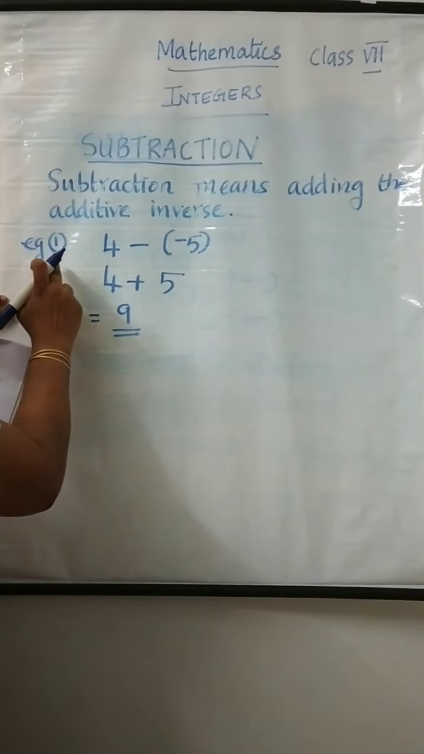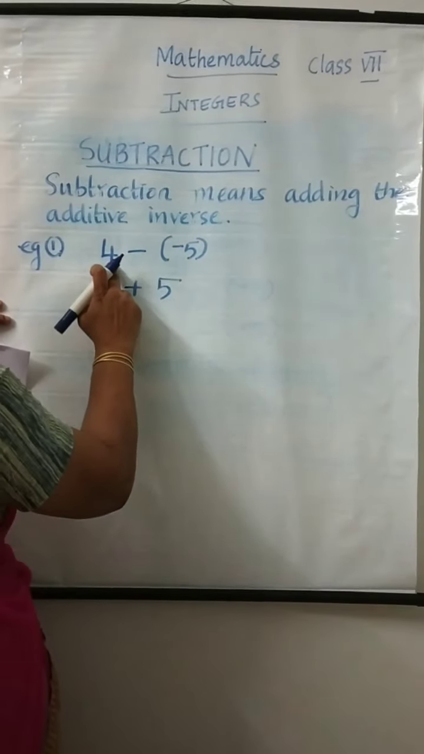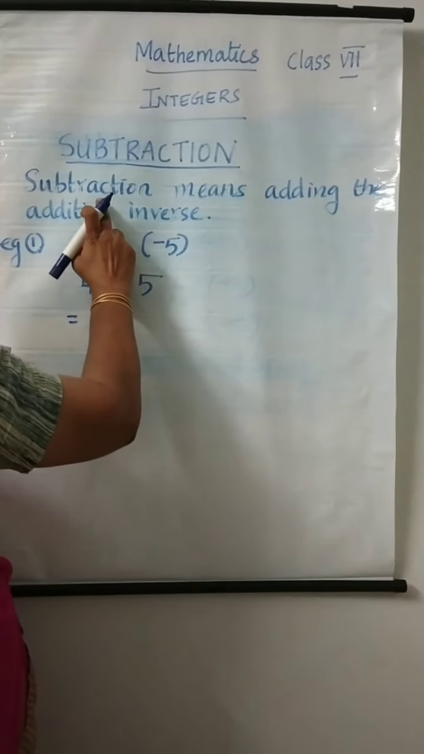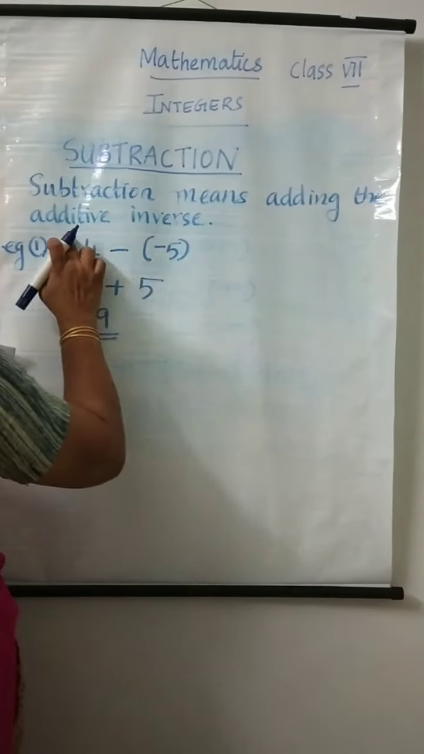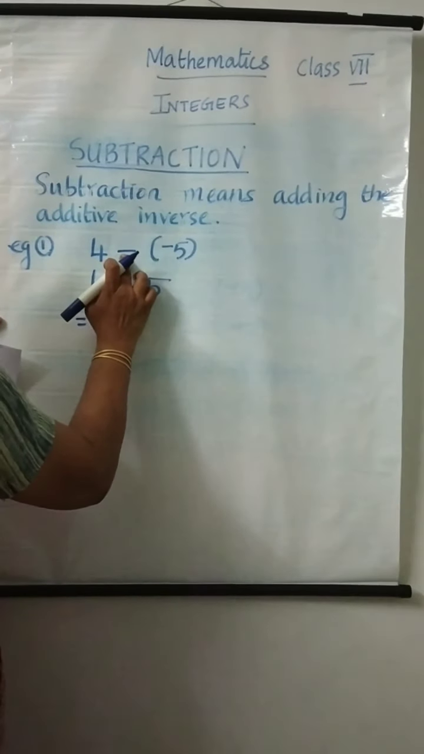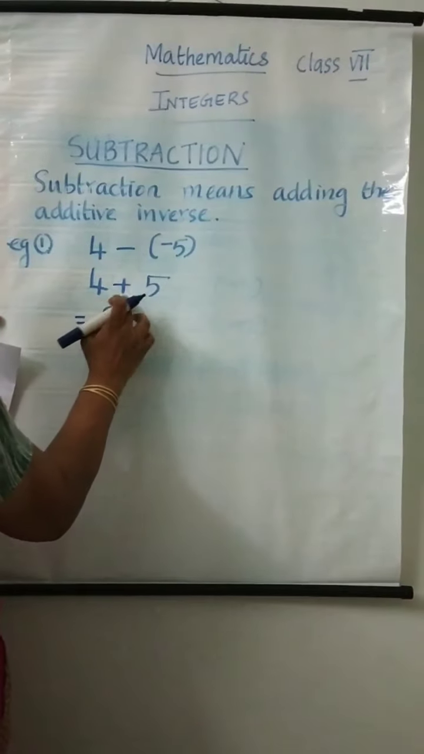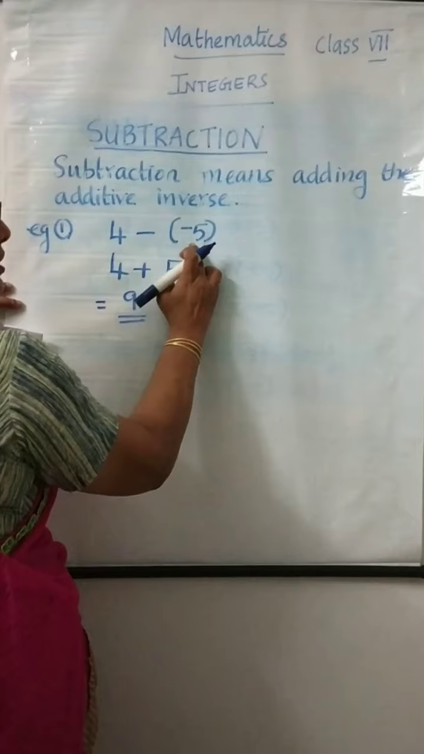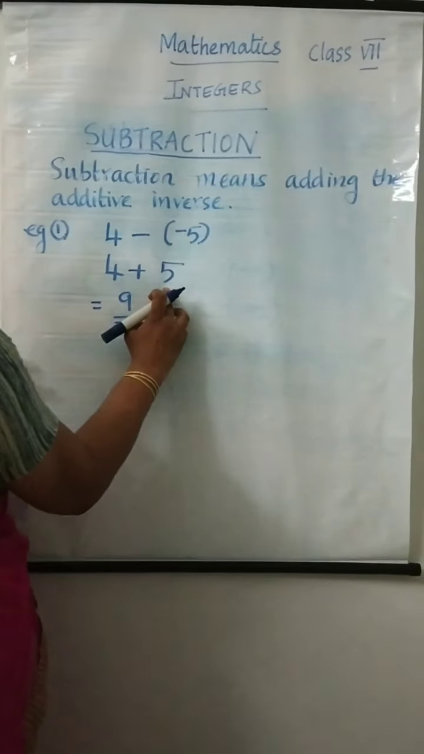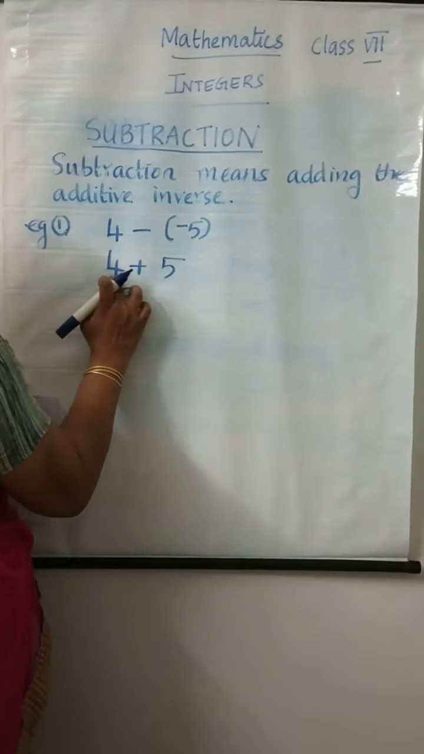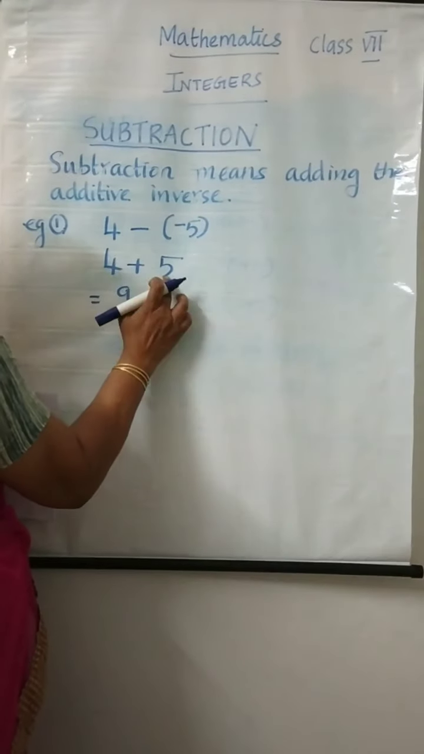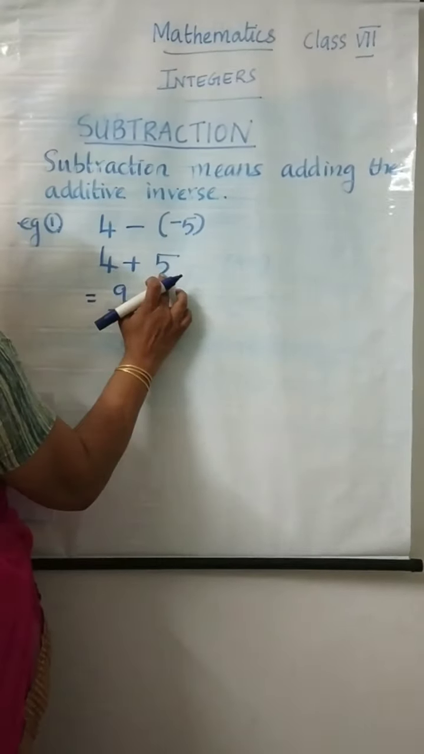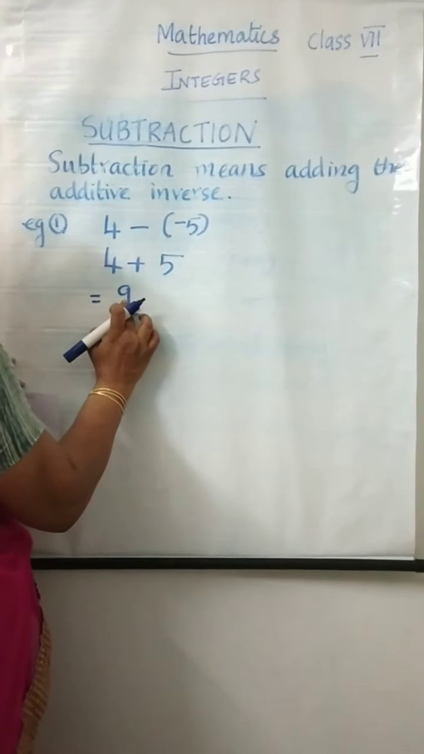So one more time I will explain. Subtract 4 minus negative 5. You know that subtraction means adding the additive inverse. So here the minus becomes plus, and you have to take the additive inverse of the second number. That is, additive inverse of minus 5 is positive 5. Now this problem turns into an addition problem. Both the numbers are having same sign. Both are positive. So you have to add these together. That is, 4 plus 5 is equal to 9.